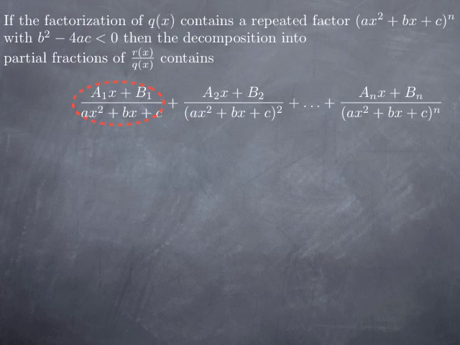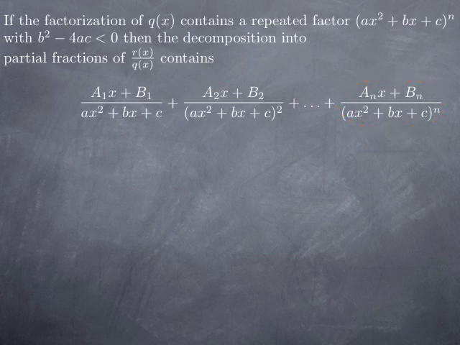So if the factorization of the denominator contains a repeated irreducible quadratic factor, something of the form (ax squared plus bx plus c) to the n, where ax squared plus bx plus c cannot be factored any further, which means b squared minus 4ac is negative, then the decomposition into partial fractions will contain the corresponding terms: a linear function over that irreducible quadratic factor, plus another linear function over that irreducible quadratic factor squared, and then we have one such term for each power of this irreducible quadratic factor, from 1 all the way to power n.